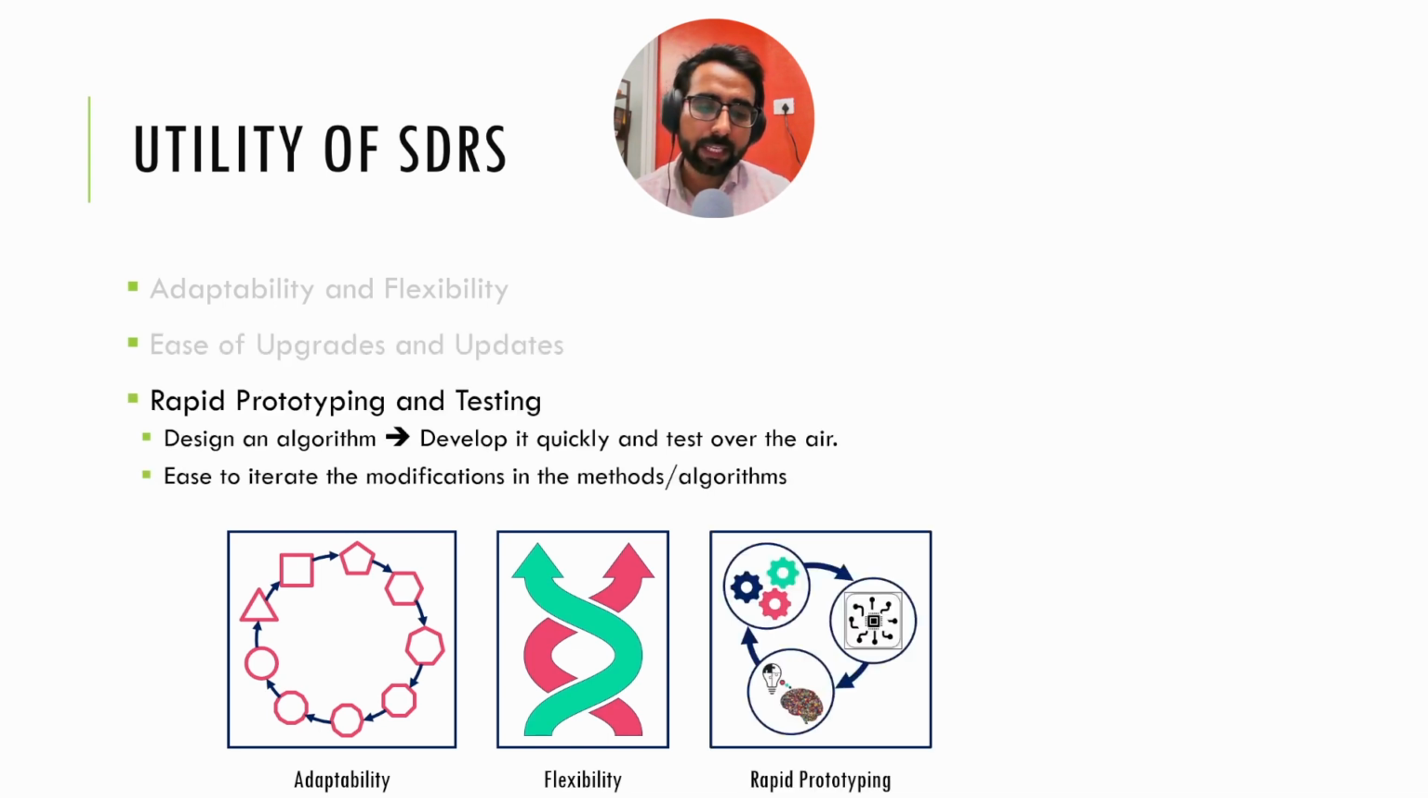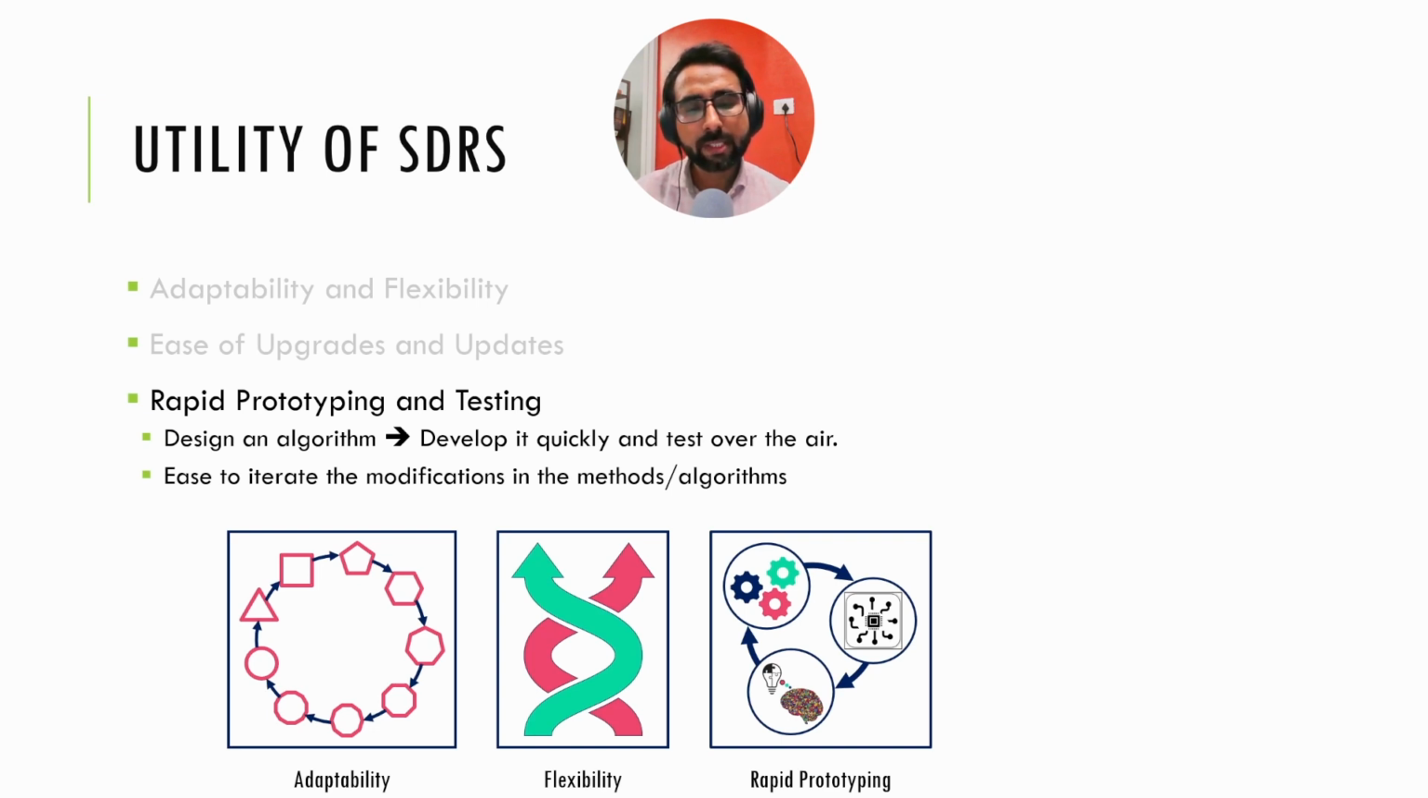The third one is, let's say I am designing an algorithm. If it's a hardwired radio, first of all, I have to prototype that algorithm in some low-level language, something like VHDL or Verilog, and then put it into the hardware and then test the performance. Whereas software-defined radios allow you to design the same algorithm in a high-level language, something like Python, and then integrate your radio with the system, and then check what sort of performance you are getting.